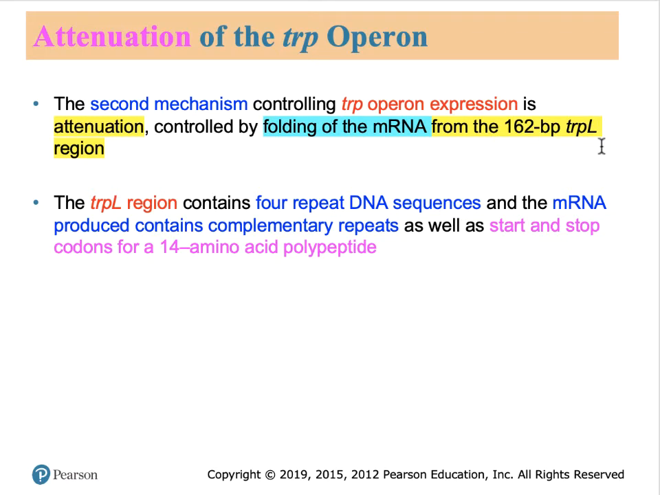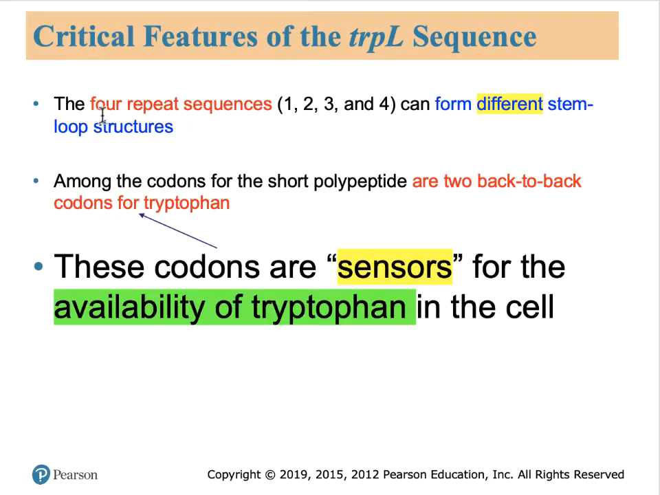The actual length of the leader region of the gene is 162 base pairs. And within that region, there are 4 repeat DNA sequences. We just spoke about them. And the messenger RNA produced contains complementary repeats, as well as start and stop codons for a 14 amino acid polypeptide. The 4 repeats on the messenger RNA, remember, we're not talking about DNA at this point, we're talking about messenger RNA. The 4 repeats on the messenger RNA can form different stem loop hairpin-like structures with each other. And that's the key. And we're going to look at that in a few seconds.